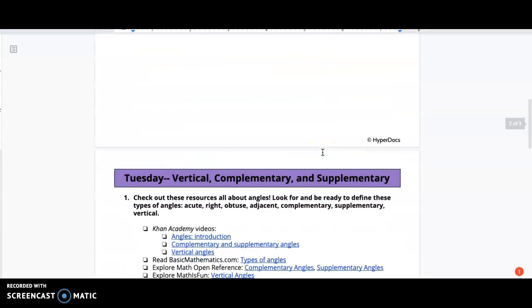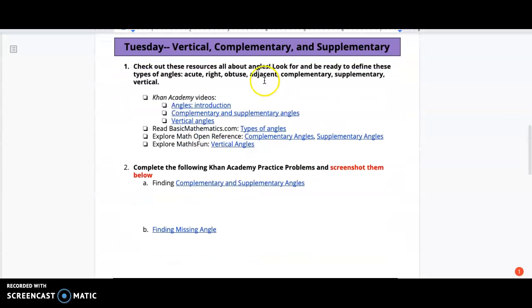All right, so that's Monday. Tuesday is going to be vertical, complementary, and supplementary angles. There is information about acute, right, adjacent, complementary, supplementary, and vertical angles. So there is some vocabulary we've got to work on. If that means you have to write it on a piece of paper, or even if you want to just write it in here, that's fine.